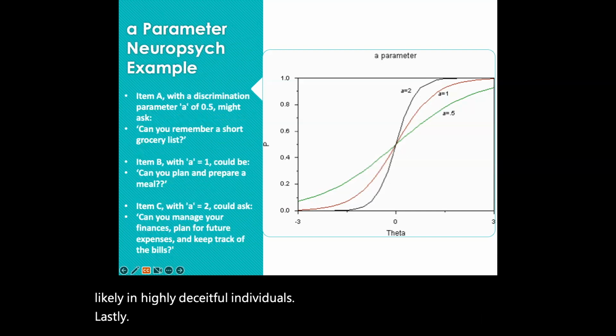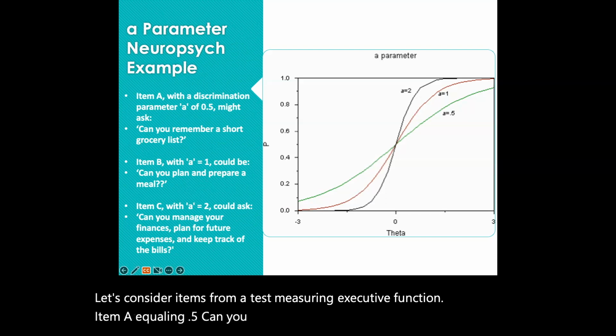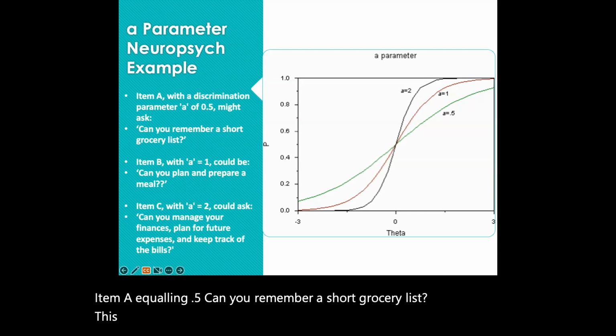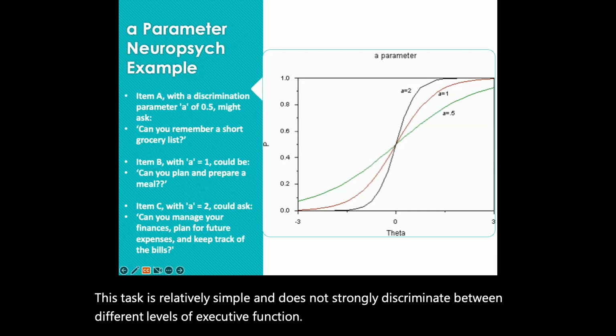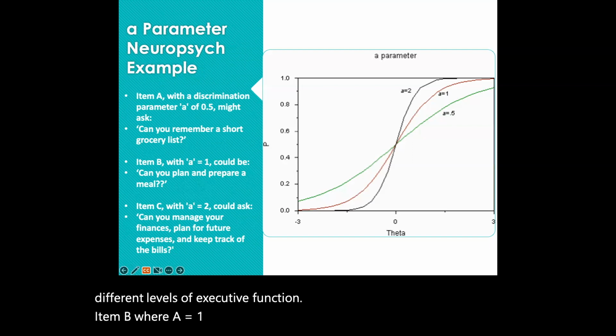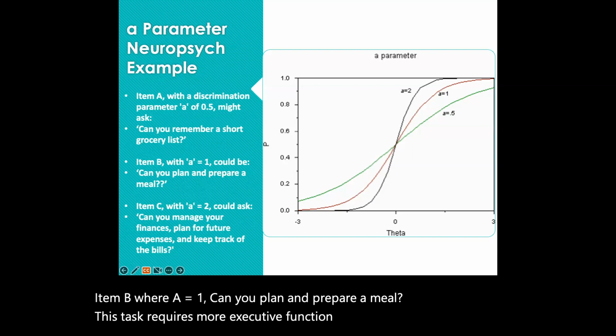Lastly, let's consider items from a test measuring executive function. Item A equaling 0.5: can you remember a short grocery list? This task is relatively simple and does not strongly discriminate between different levels of executive function. Item B, where A equals 1: can you plan and prepare a meal? This task requires more executive function, differentiating those with average and lower executive function.